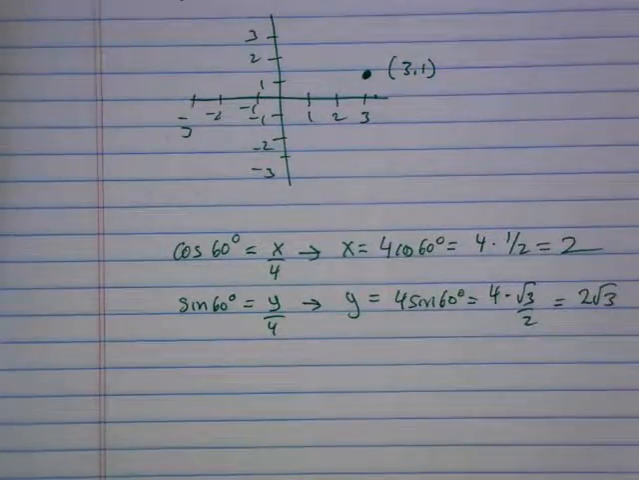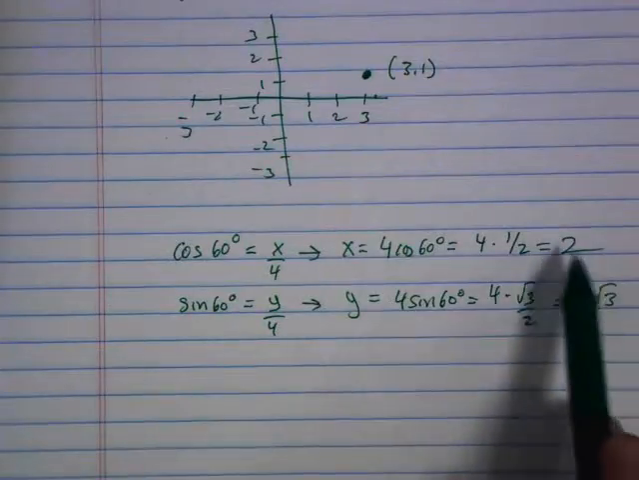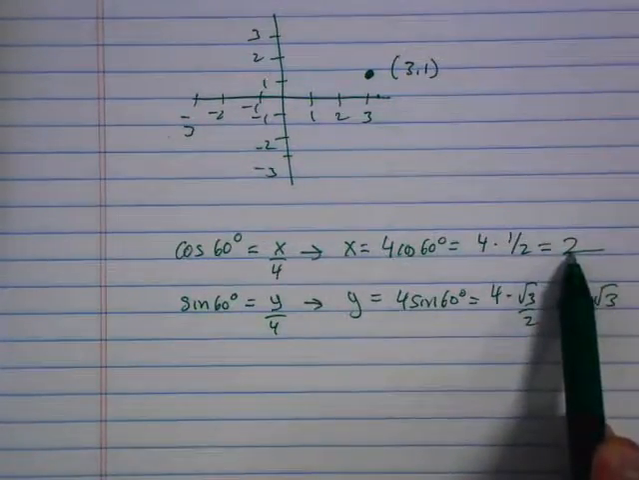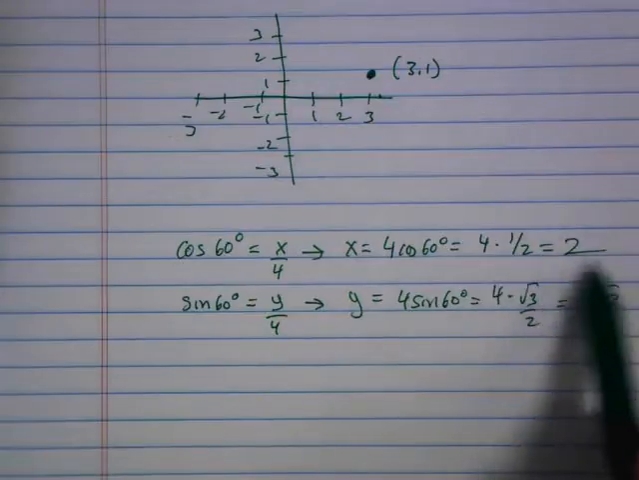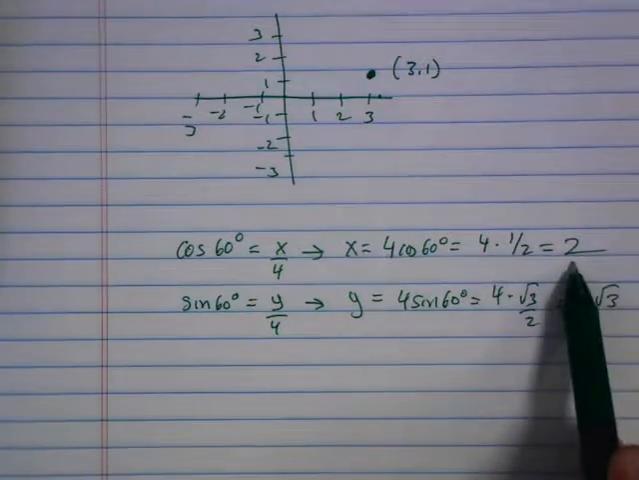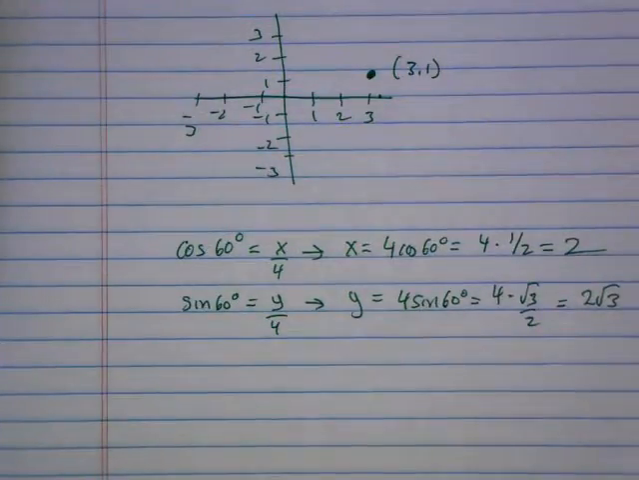Could you also just do the Pythagorean theorem? I could. Once I knew that this one was 2, I could use the Pythagorean theorem. Again, I prefer not to, because I'm then using something that I figured out. I would always prefer to use information that was given to me when I can.